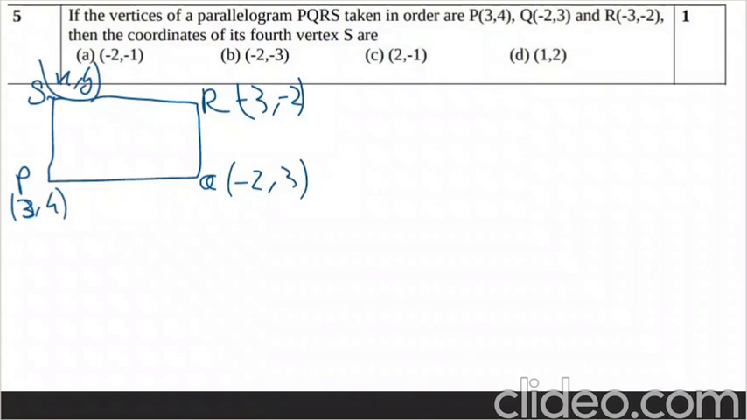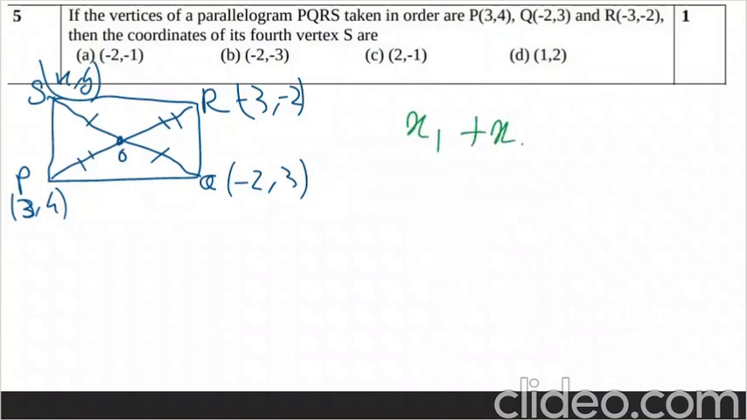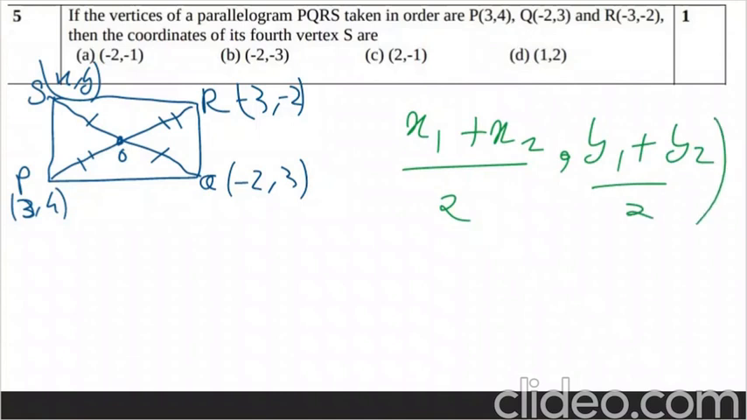Now, I know the diagonals of a parallelogram intersect each other, isn't it? Let's take this as my common point O. Now PO and OR will be equal, SO and OQ will be equal. Now, can we have the midpoints over here? As per coordinate geometry in class 10, you have studied the distance formula and the midpoint formula. So I will write it in the form of x1 plus x2 divided by 2, comma, y1 plus y2 divided by 2. This is what you will get.